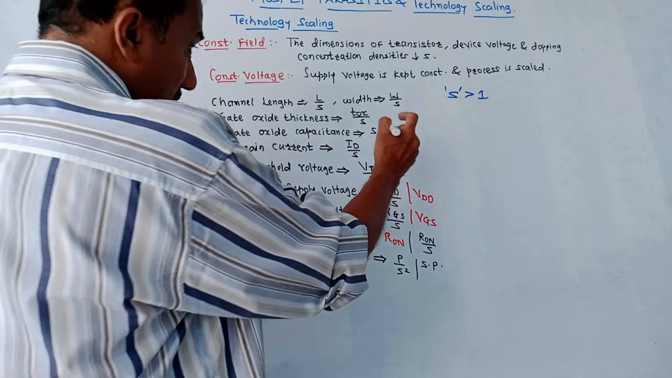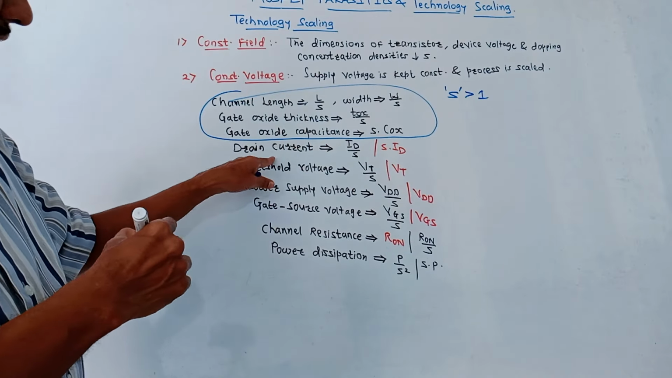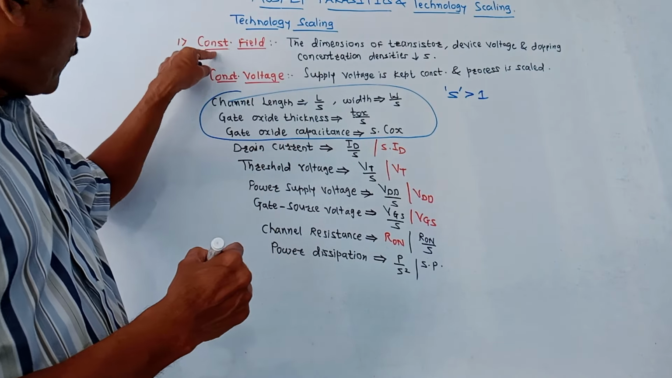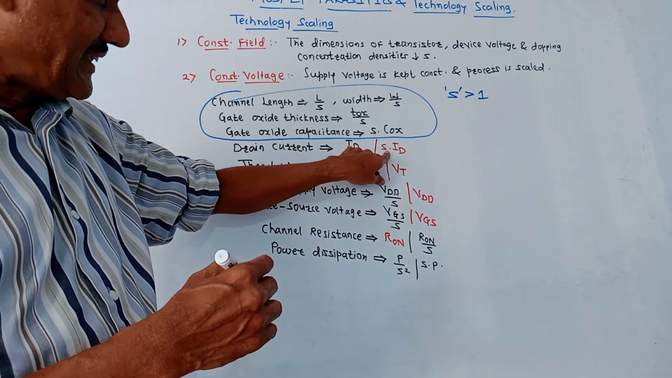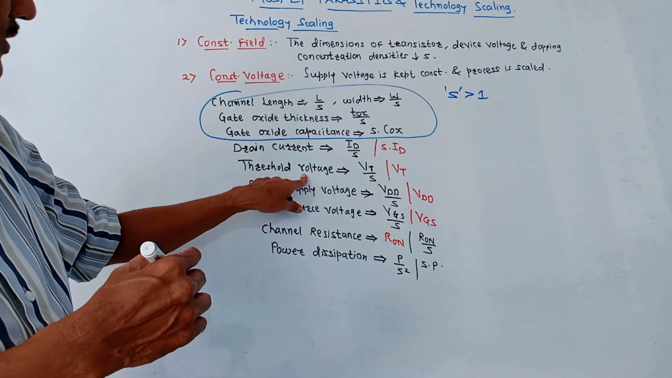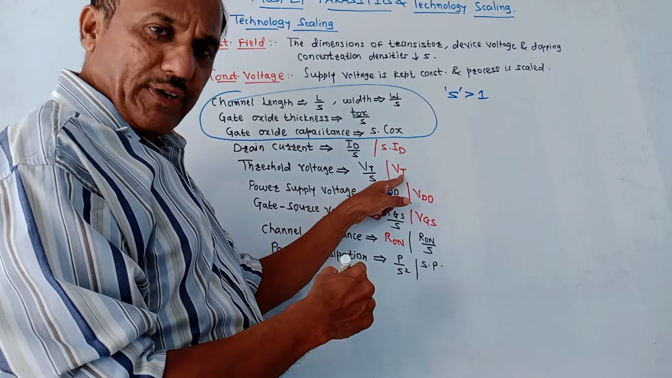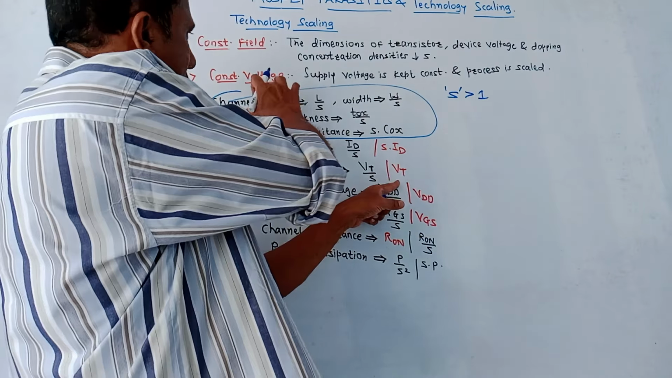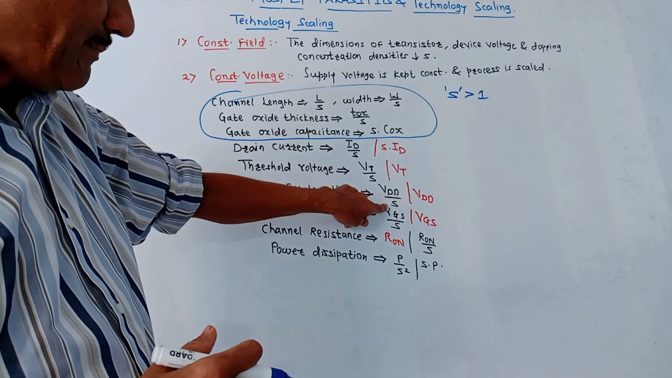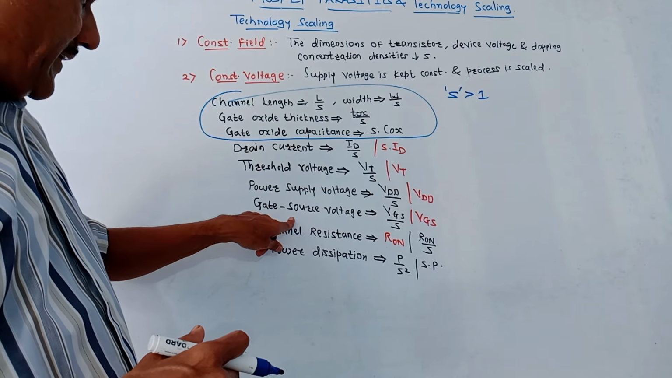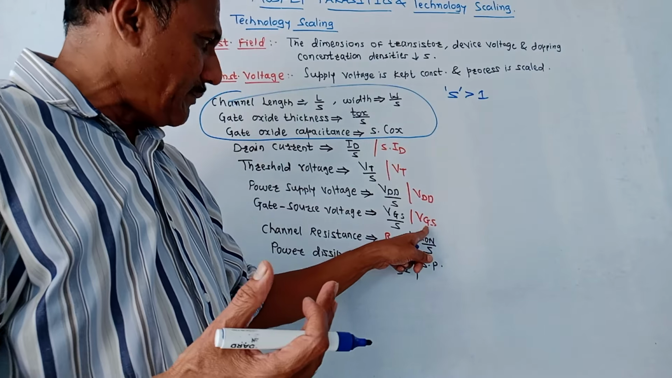Drain current: now look, these first three parts are common for both the methods. In case of drain current, for constant field it is ID upon S, whereas in case of constant voltage it is S into ID. Threshold voltage in case of constant field is VT by S, whereas this remains VT, there is no change. You have to remember it like this: in constant voltage technology all voltages remain constant. Then power supply voltage VDD by S remains as it is, VDD. Then gate source voltage VGS upon S remains unchanged, that means VGS.